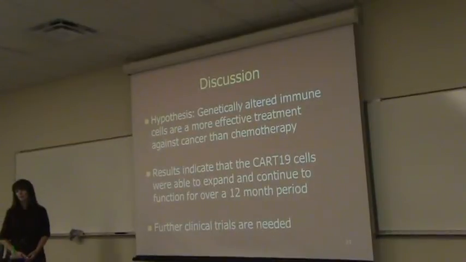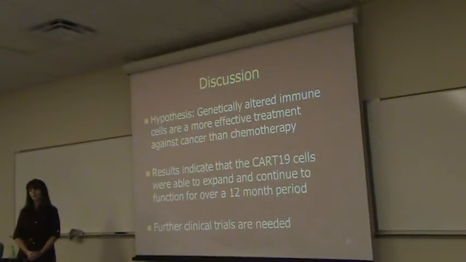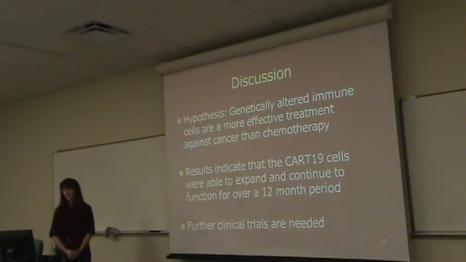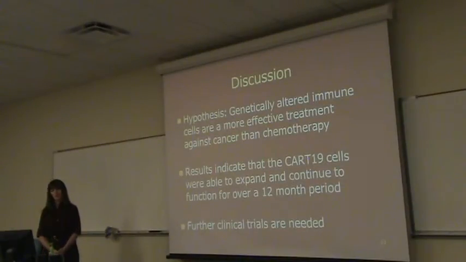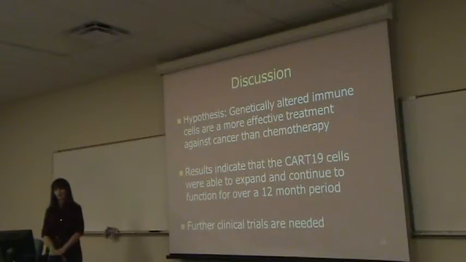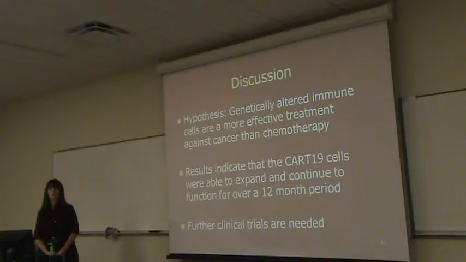So this brings me back to my hypothesis that genetically altered immune cells are a more effective treatment against CLL than chemotherapy. While the results of this study were positive, they did indicate that the genetically altered T cells were able to expand and continue to function for over a 12-month period due to the increased cytokine levels that the patients experience with such a small dose of these T cells. I think further study has to be done, and also in a larger study group as well. But definitely further clinical trials are warranted.